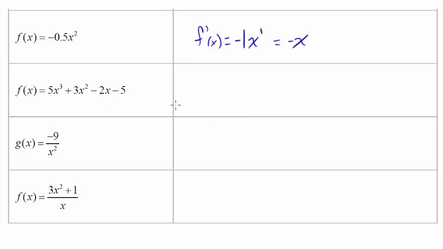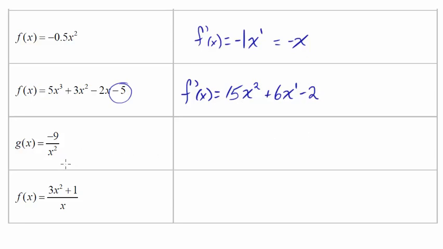Okay, in this next one, I'm going to take the derivative of each term separately. So the first term is going to bring down my 3. 5 times 3 is 15. x, and then my new power is 2. The 3 tags along, I bring down my 2. 3 times 2 gives me 6. x, my new power is 1. And then minus the 2 tags along, the derivative of x is just 1. And then lastly, the derivative of this constant right here is going to be 0.